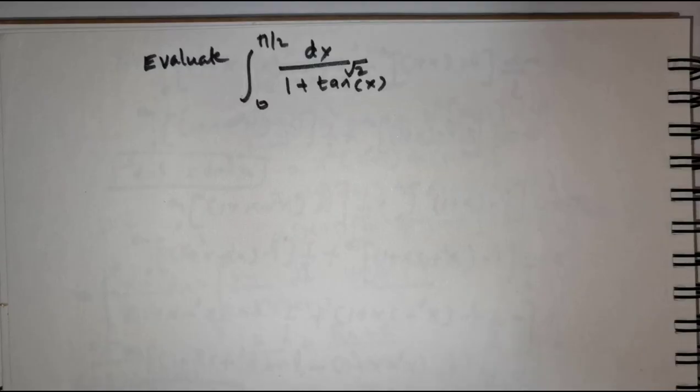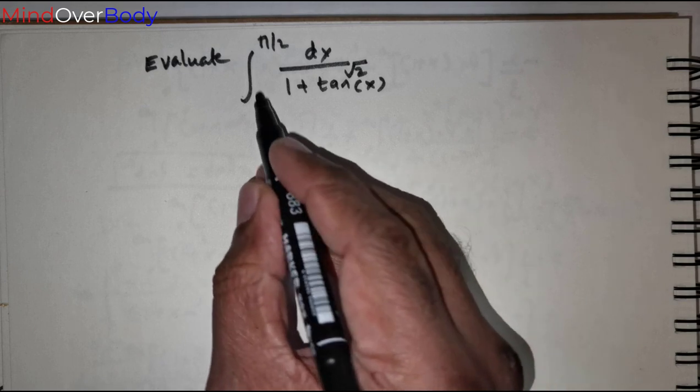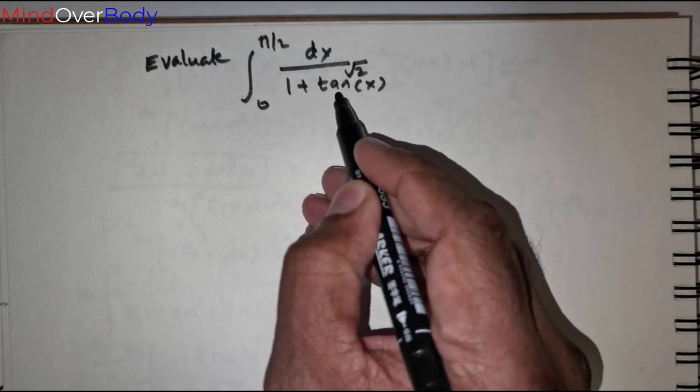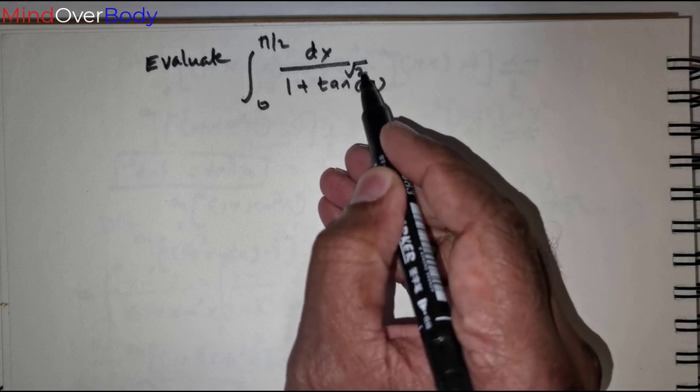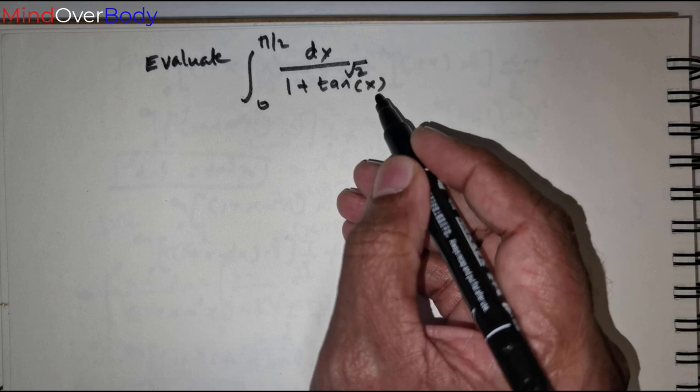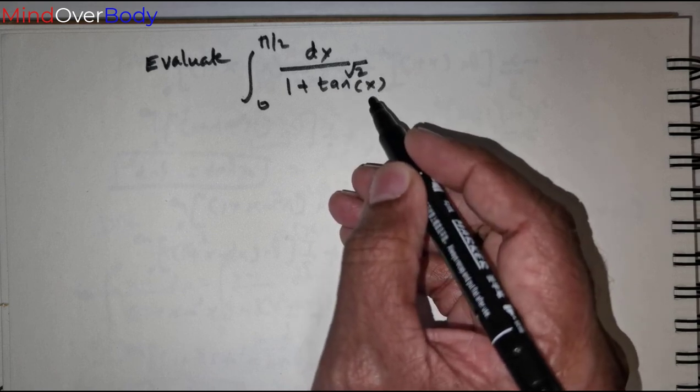Welcome students, we are expected to integrate this question: the integral from 0 to pi over 2 of dx over 1 plus tan raised to the power of root 2 x. Now this looks really complicated. This is a Putnam integral, but it can be simply solved within 2 minutes.